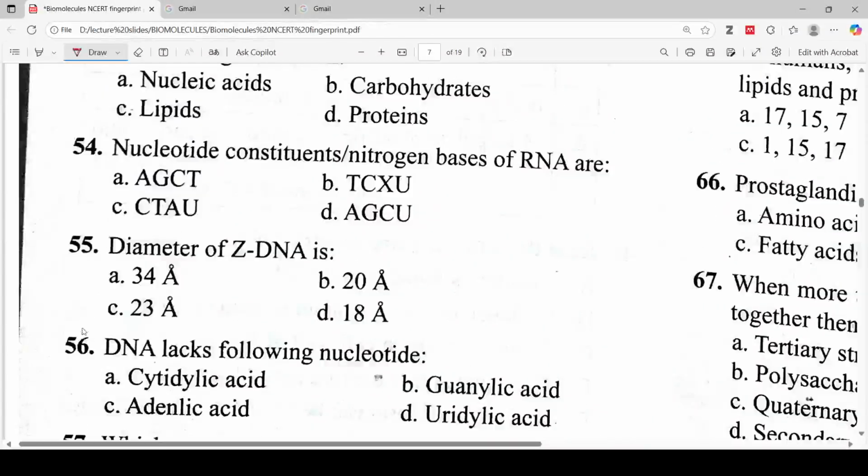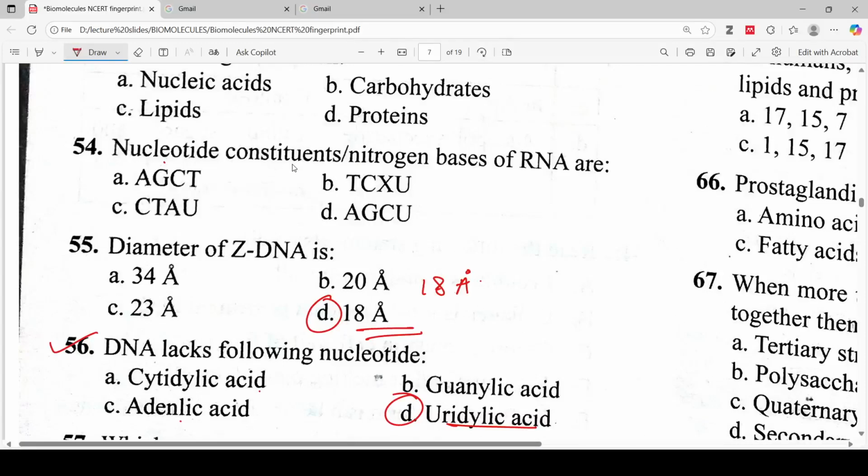Question number 56. DNA lacks the following nucleotide: cytidylic acid, adenylic acid, guanylic acid, uridylic acid. So the correct answer will be uridylic acid. Next question. Diameter of Z DNA is. So option D will be the correct answer, 18 angstrom.